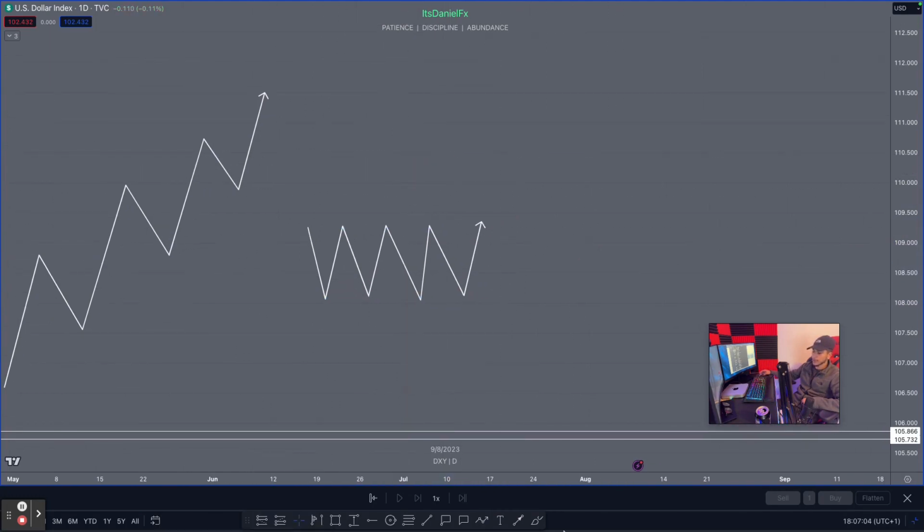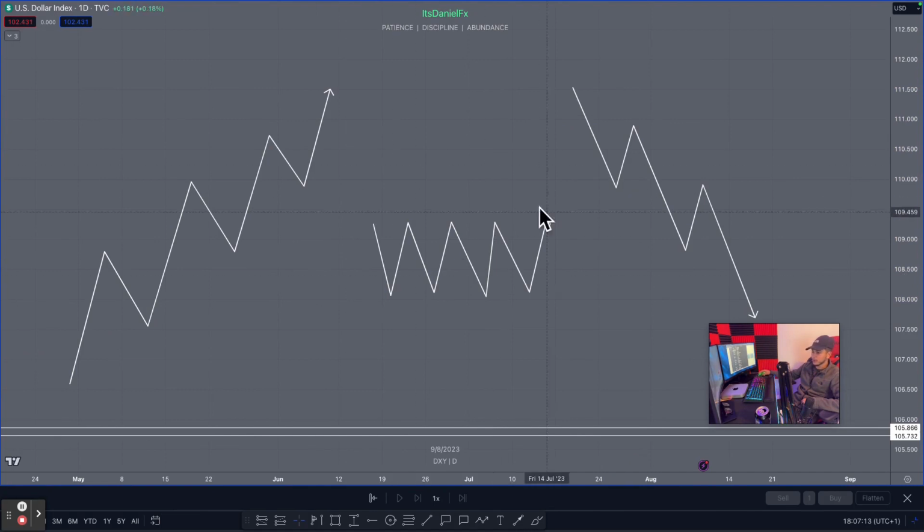So you have a consolidation right here. And then you got a downtrending market. And this is when price is making lower lows and lower highs consistently, looking like this. So we've got an uptrend, we've got a sideways movement or a correction, and we've got a downtrend.